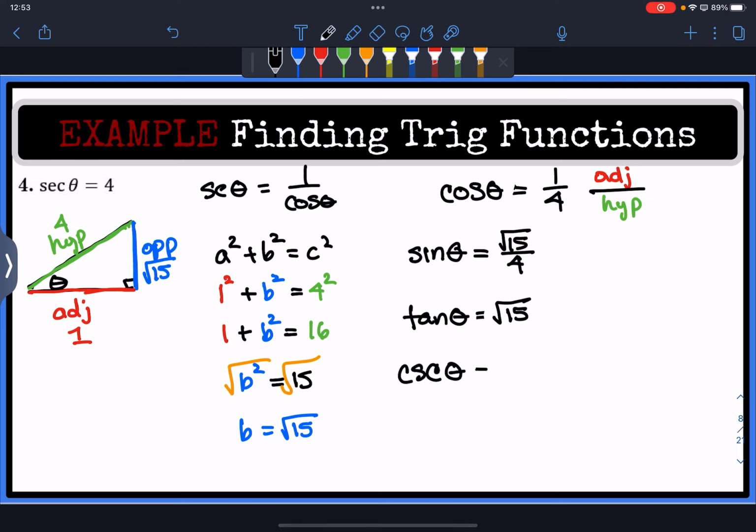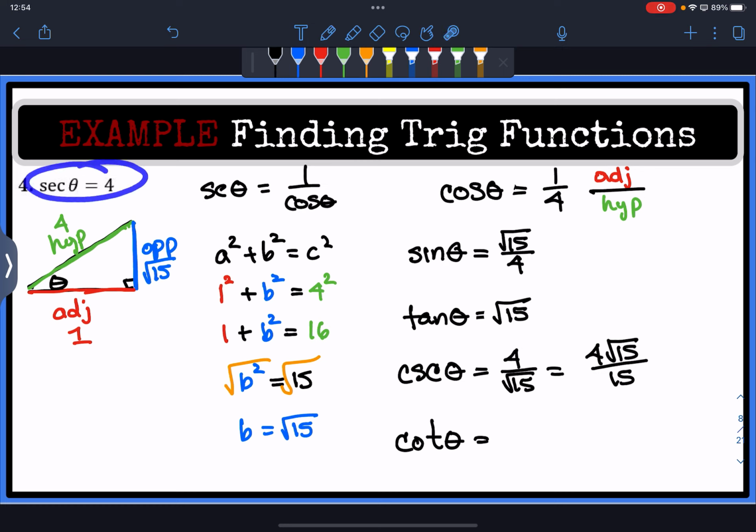Cosecant is the reciprocal of sine, so that's 4 over radical 15, which we need to rationalize. So the rationalized form is 4 radical 15 over 15. And then the last one is cotangent. We don't need to figure out secant because, again, that one's given to us from the beginning. That's 4 over 1. And cotangent is the reciprocal of tangent, so 1 over radical 15, which rationalizes to radical 15 over 15. So there you have the remaining 6 trig functions.